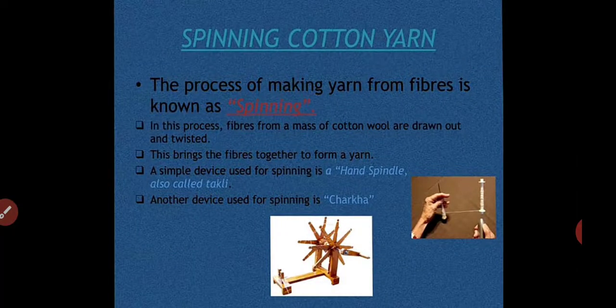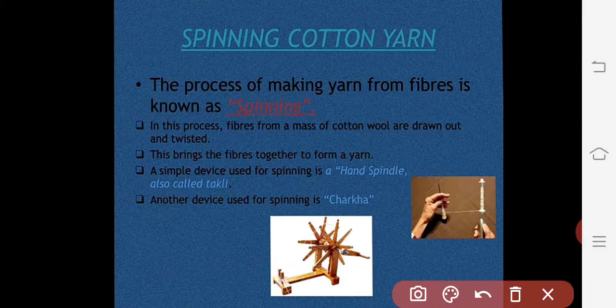Now here is another one. We already learned spinning, the spinning of cotton yarn. In the previous slides we discussed this spinning, but we will revise it once, because we are on the last step of our lesson. Finally we will revise all the terms and processes that we have learned in our previous videos and sessions. So here, the process of making yarn from the fibers is called spinning.